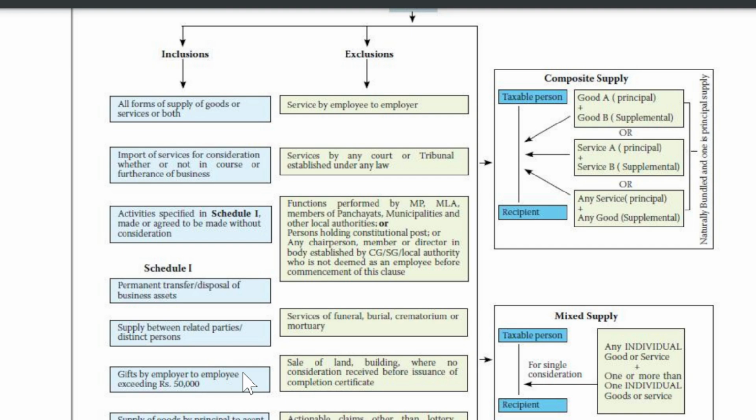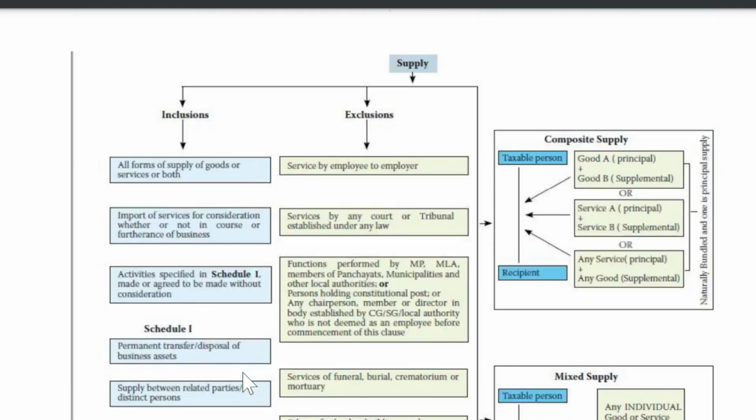Now let us come to the exclusion portion. Now let us understand the exclusion portion. Services by the employee to the employer. For example, if you have taken the service of your employee, then service tax is not applicable on that. For example, in the case of X Limited, if its employee is giving any services and you make the payment to that employee in the form of salary or bonus or anything, then the service tax is not applicable. GST is not applicable on that amount.